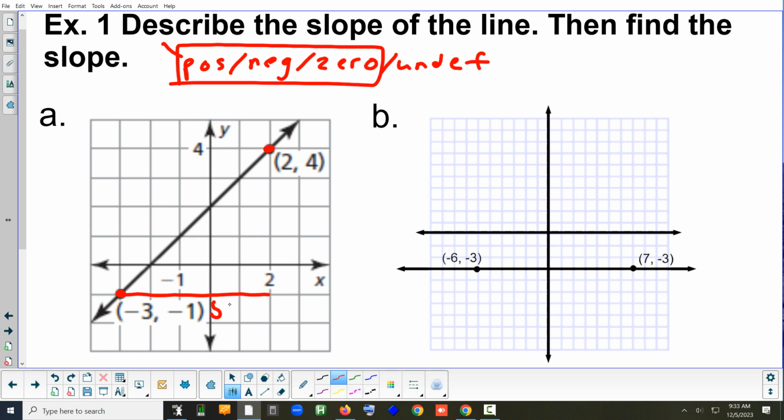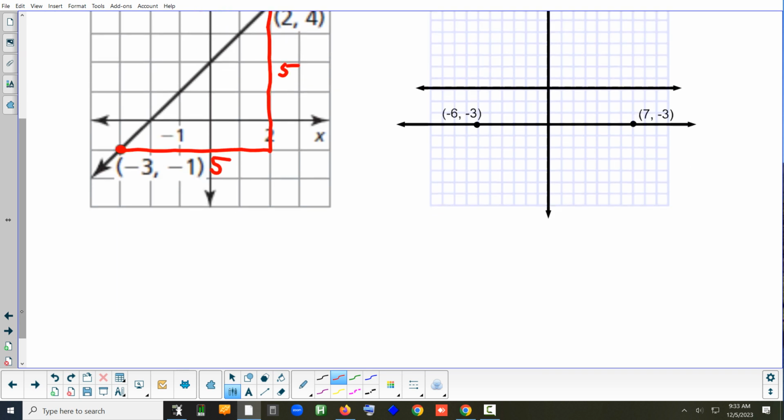Okay, I'm just going to label that down there. And then how many up? 5. Yeah, so it's up 5. 1, 2, 3, 4, 5. So we went right 5 and we went up 5. Okay. What's the formula that we use for slope when we're counting like this? It has the 2 words that begin with R. The rise over the run.